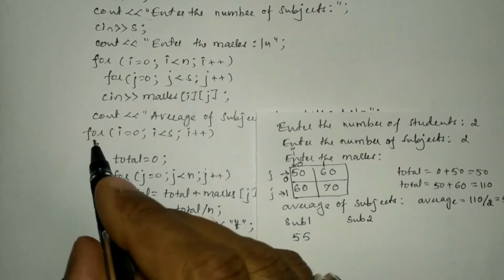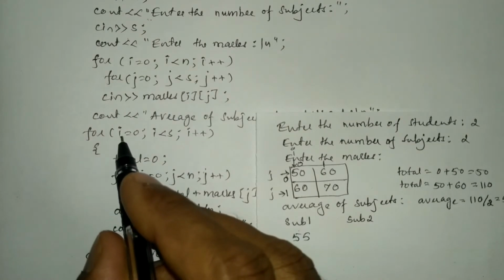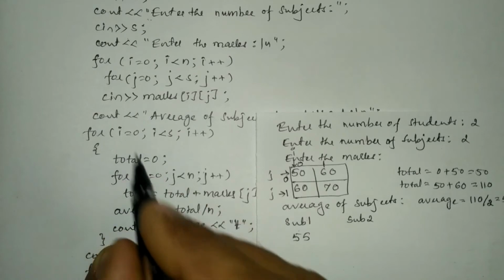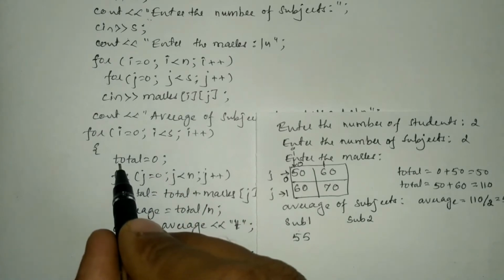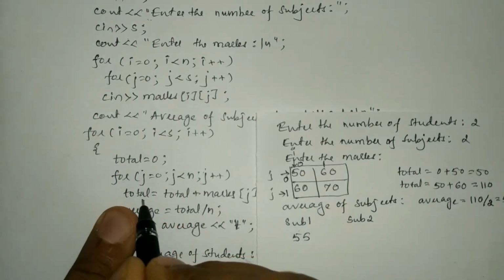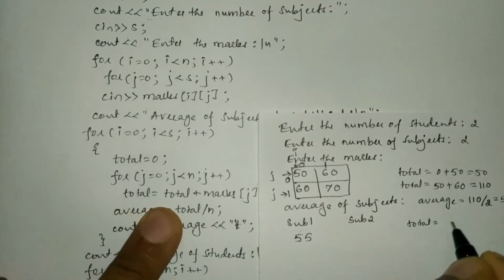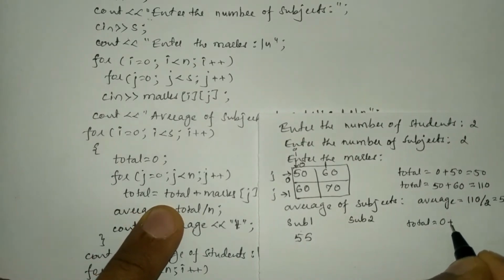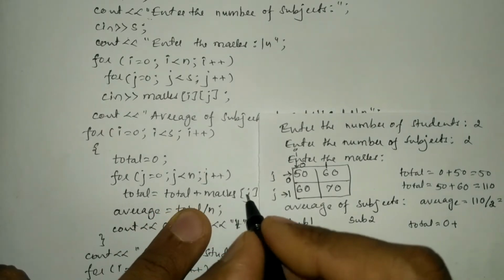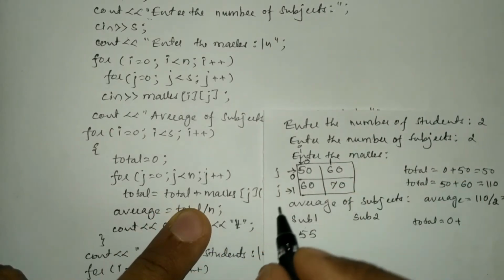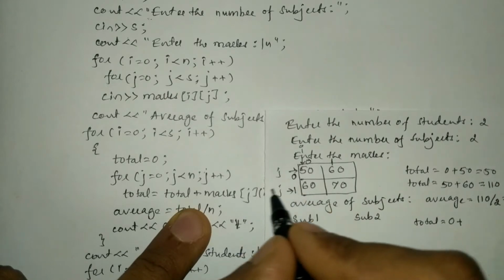Again control transfers to outer for loop by incrementing the value of I by 1. Okay, now I is 1, J is 0. Again total is set to 0. Now we are going to calculate total once again. So I'll write total is equal to, for the first time total is 0 plus marks of Ji. J is 0, J is 0 and I is 1.